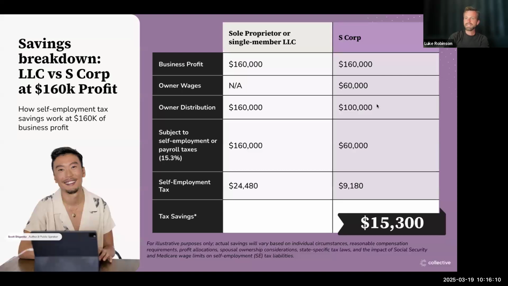So you still have access to all of your money. You can still pay it to yourself anytime that you want to. But now with an S Corp, only your wage, only that $60,000, is subject to the 15.3%. So your tax drops from 24 to 9,000. It's insane. And once you reach a certain income level, an S Corp just makes sense. It just kind of becomes the next step. So, overall, you're saving 15 grand in a scenario like this.